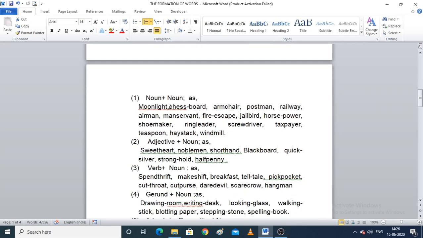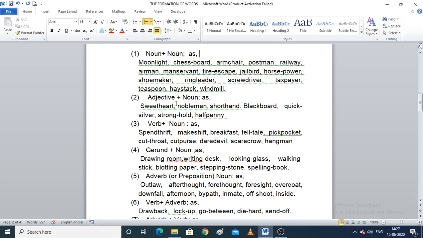For example, see this. Moonlight. You all know that moon is a noun and light is also a noun. So, when we add two nouns, it forms a compound word. Similarly, chess is a noun. Board is a noun. When we combine them together, it forms a compound word. Let's come to the next one.